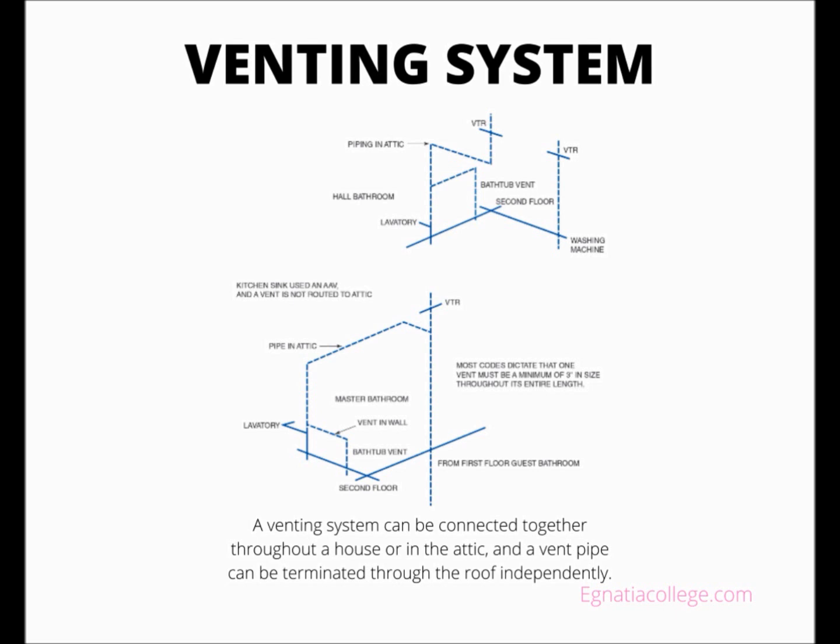Most codes dictate that at least one vent in a system must be a minimum of 3 inches in diameter for the entire length of the vent. The 3 inches vent can be a continuation of a 3 inches or larger drain. As with any dry vent, it must remain connected to the drainage system in the vertical position. The height of the vent above the roof varies according to the climate conditions such as snowfall. A vent is routed throughout a house in walls and ceilings as a continuation of the drain it protects. Drilling and notching regulations are the same for venting as for drainage piping.